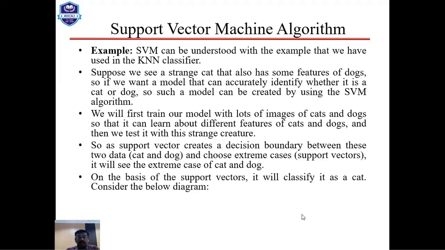So as the support vector machine creates a decision boundary between these two data, that is cat and dog, and chooses extreme cases, that is support vectors, it will see the extreme cases of cat and dog. On the basis of support vectors, it will classify it as a cat. Consider the below diagram.